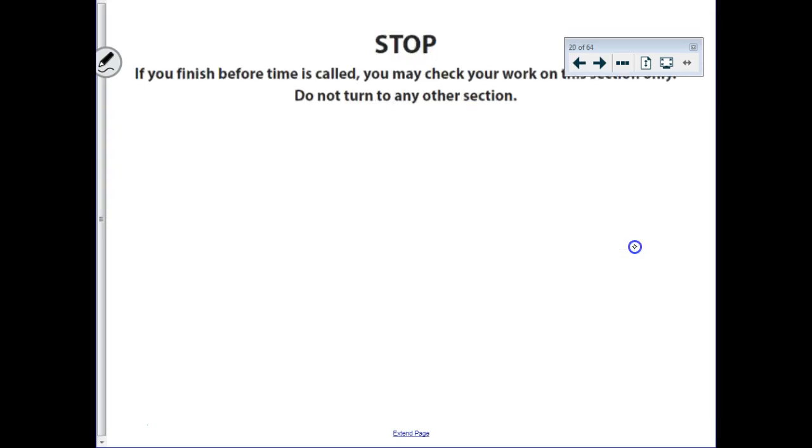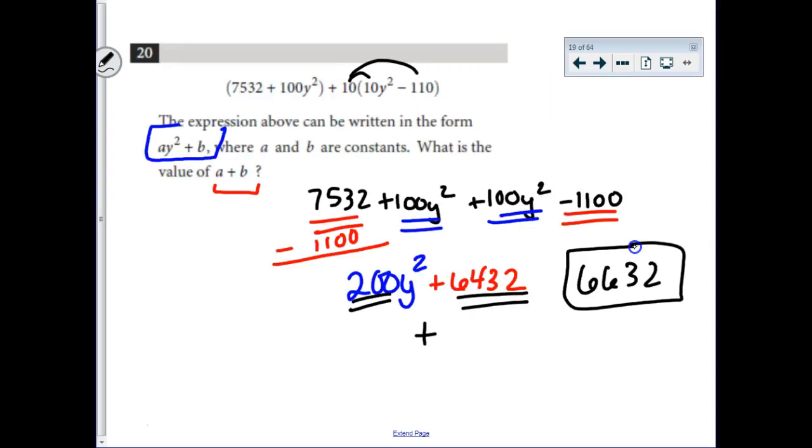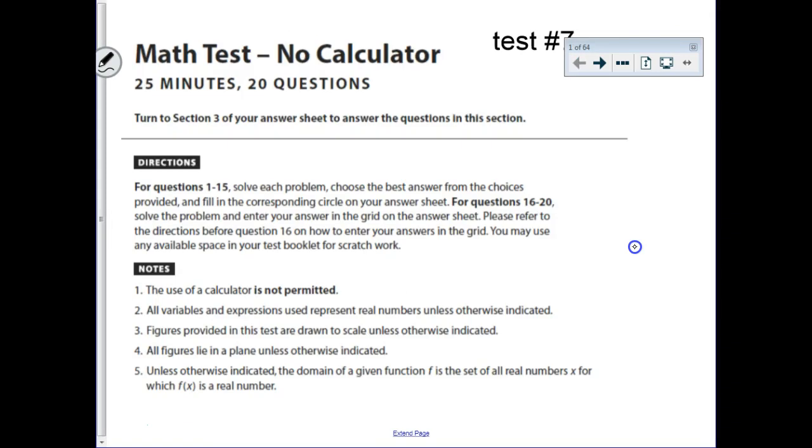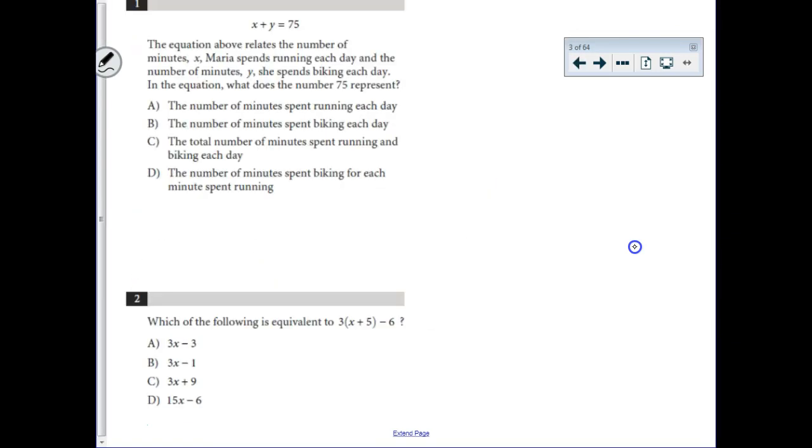All right, I think, oh, stop. You stop. All right. So now, if we were live test taking, we don't stop, though. What do we do? We go back to number one. Let's see if we can squeeze in number one. I don't know what it is. Whoops. Oh, it's got words and stuff.